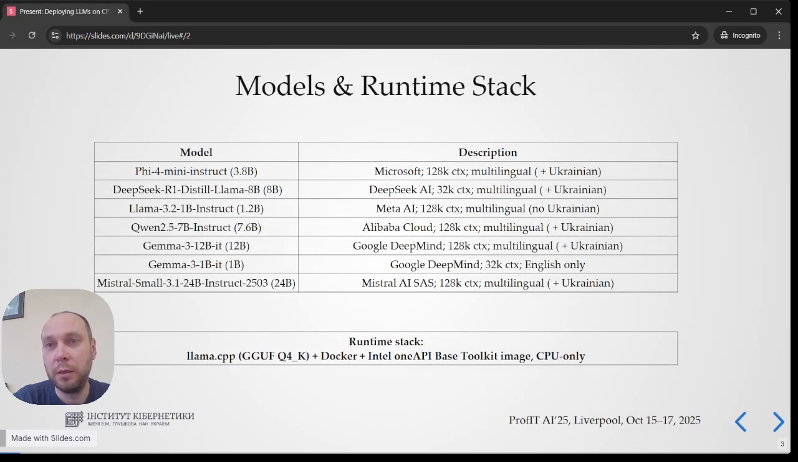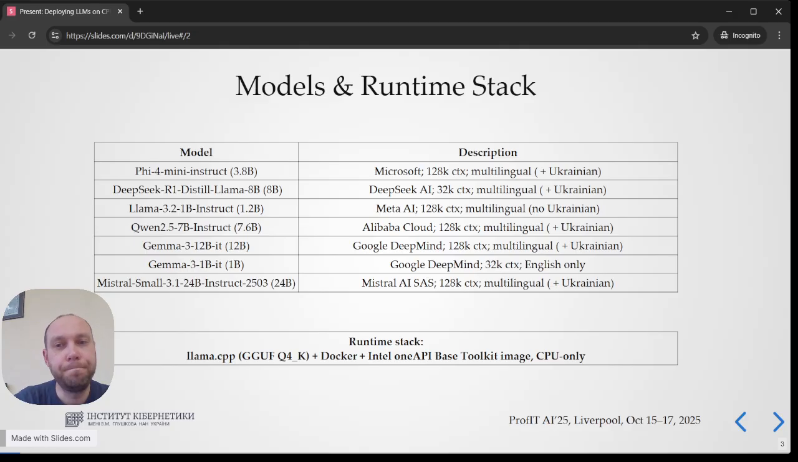So next up, we talk about models and runtime stack. In this study, I evaluate 7 instruction-based models from 1 billion up to 24 billion parameters spanning translation, Q&A, and reasoning tasks. On the slide, you can see the title of the models and short description. And here we can see that all models are multilingual, except 2 models that didn't support Ukrainian language.